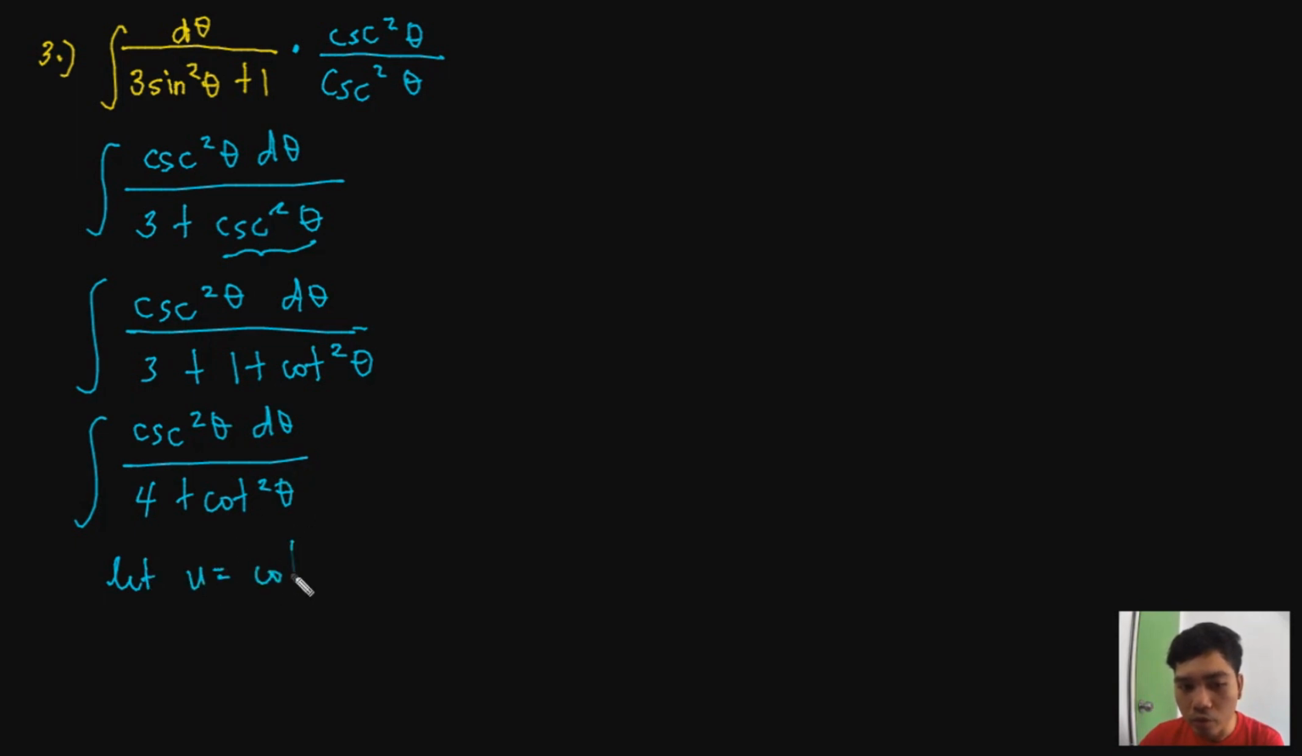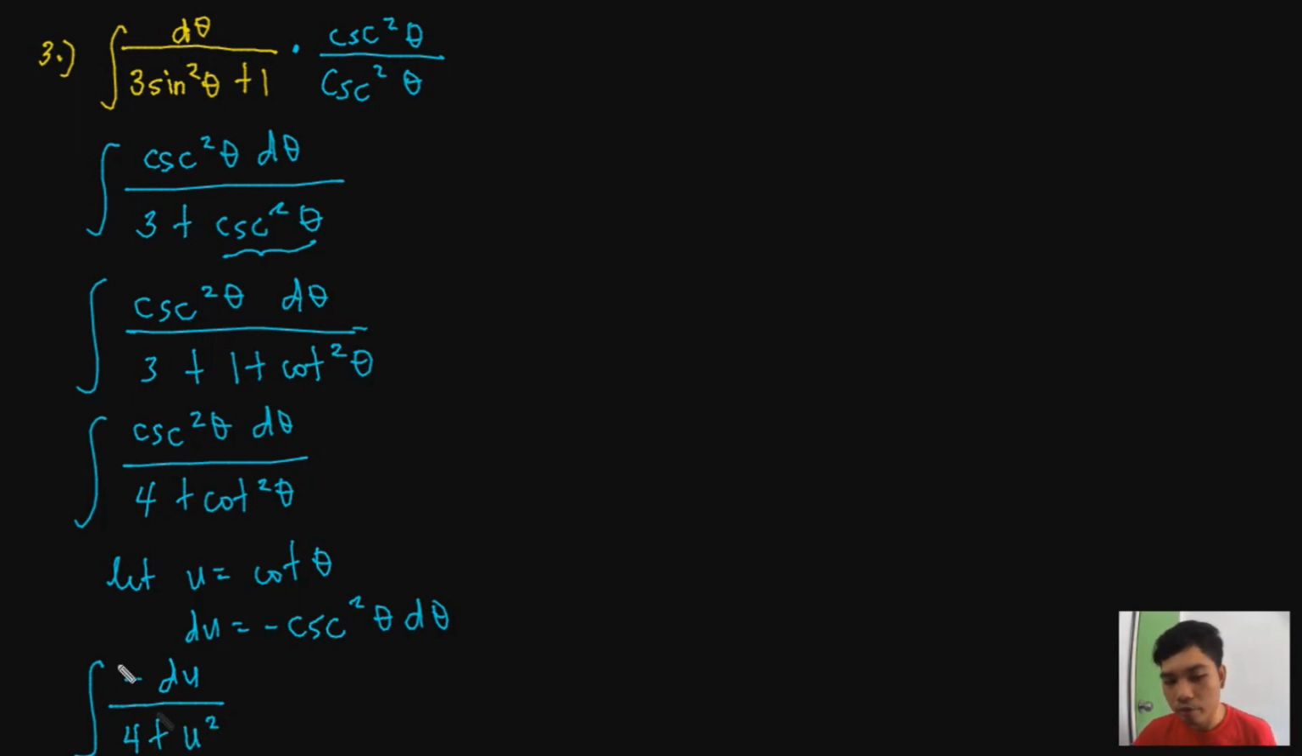Let u is equal to cotangent theta, du is equal to negative cosecant squared theta d theta. And we're writing this back to the original expression. We have the integral of, I think that's negative du over 4 plus u squared. Now from this expression, we can already integrate that by fitting the integrand. So we know that this is inverse tangent. So that is negative 1 over a, so that is 1/2, and then the inverse tangent of u over a, so that is u over 2 plus c.